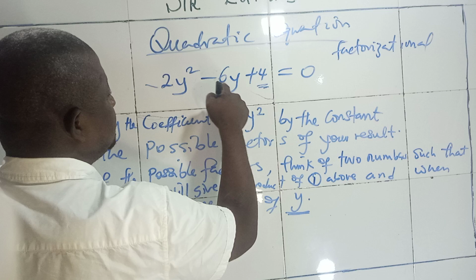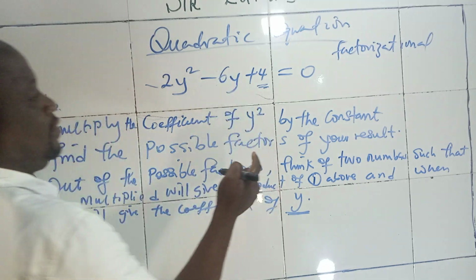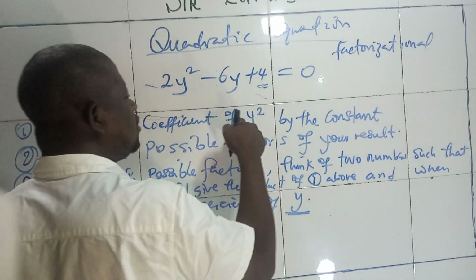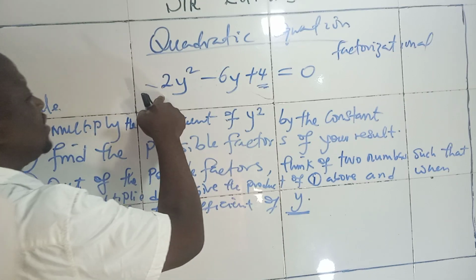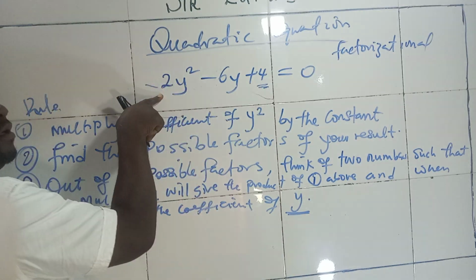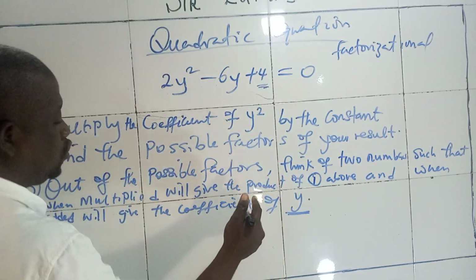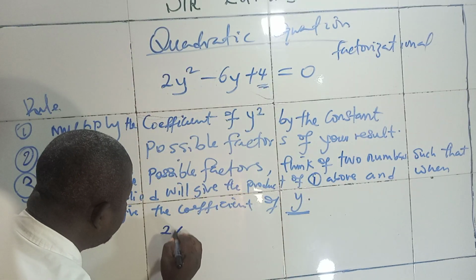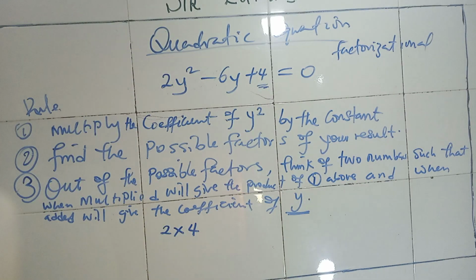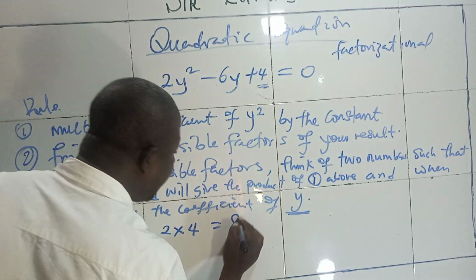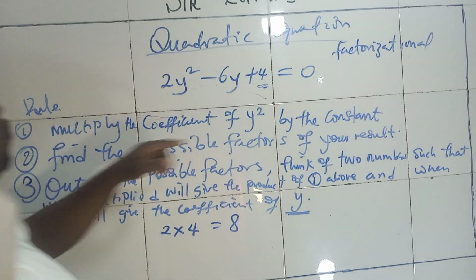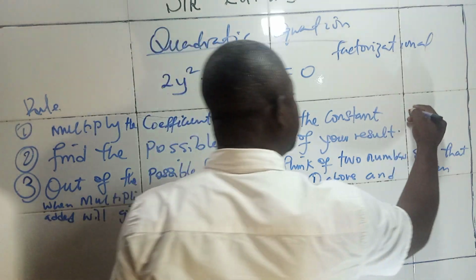This minus 6 is the coefficient of y. But we are dealing with what? The coefficient of y squared. So the rule says that what? Multiply the coefficient of y squared, which is 2, by the constant, which is plus 4. So it means 2 times 4. And what is 2 times 4? 8. So we have answered the first step.